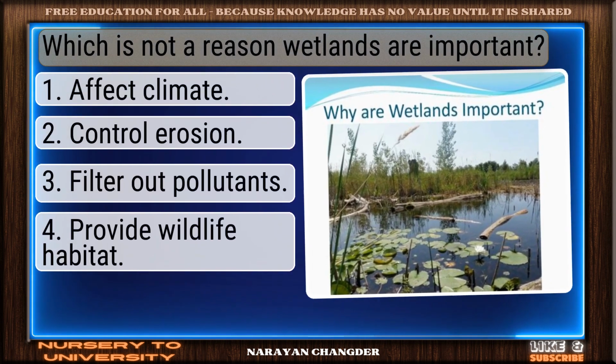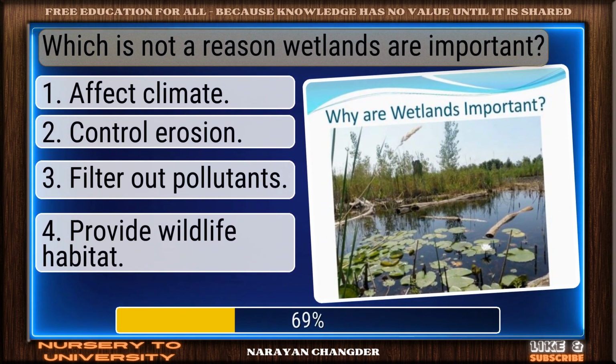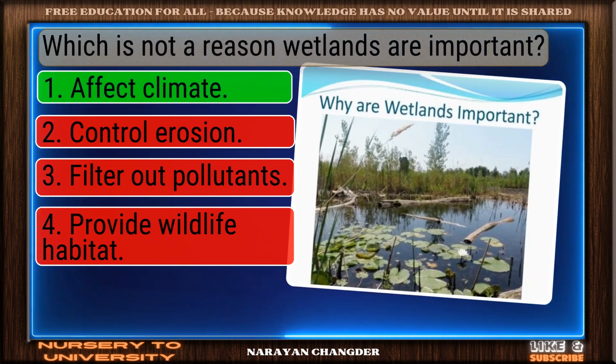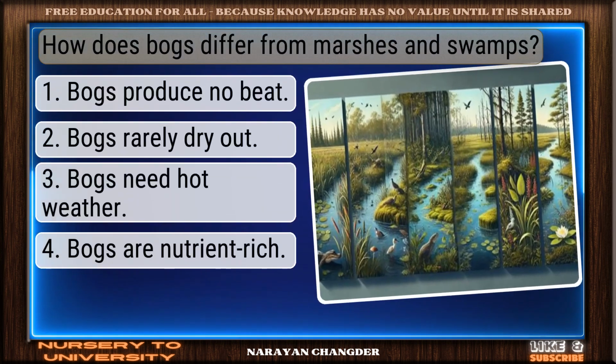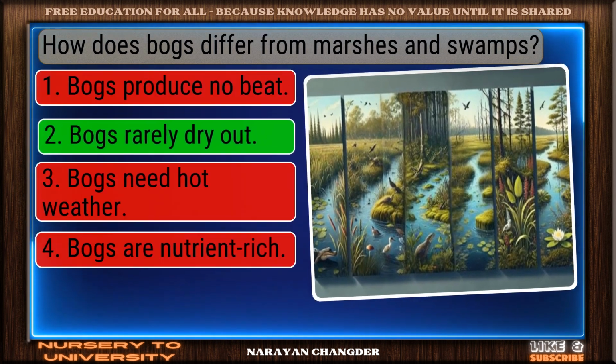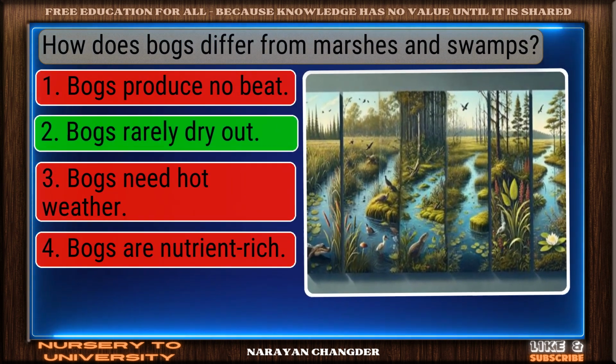Which is not a reason wetlands are important. Great thinking. Affect climate is the right choice. How does bogs differ from marshes and swamps? Strong choice. Bogs rarely dry out is the right answer.